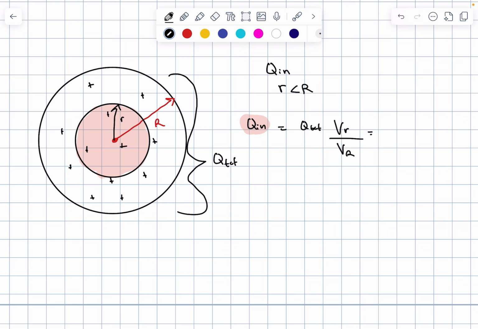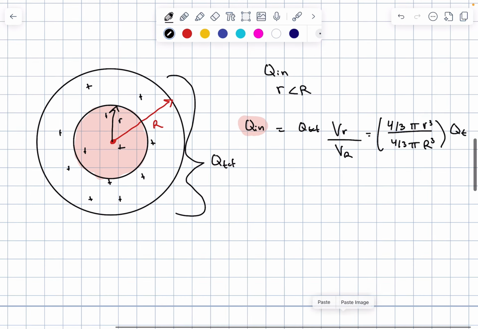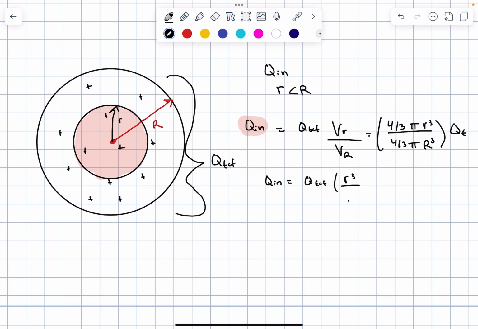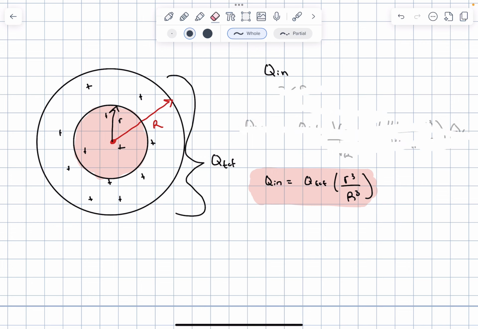So V of little r is equal to 4/3 pi r cubed, that's just the volume of my sphere, divided by 4/3 pi capital R cubed. And remember, this is times Q total. So then I see that Q in is equal to Q total times r to the 3 divided by capital R to the 3. And this is important to figure out because we're going to be using this when we are solving Gauss's law. So I can erase everything else. And that's the first part of the question.